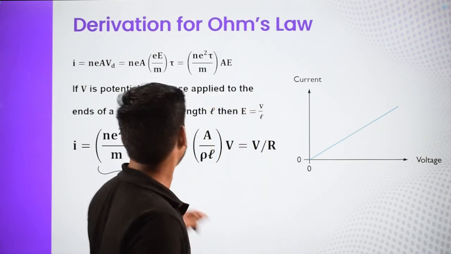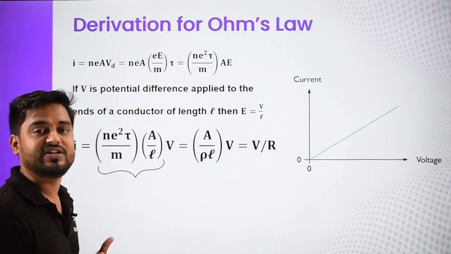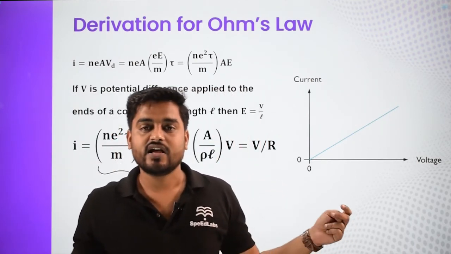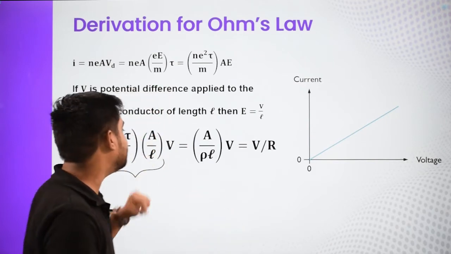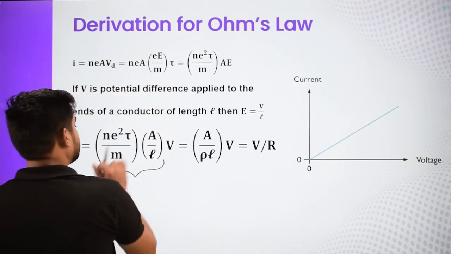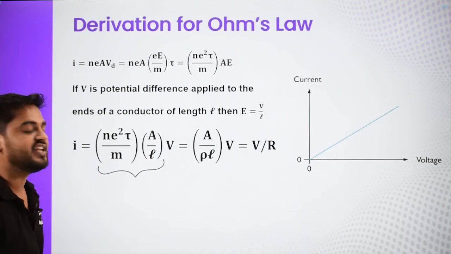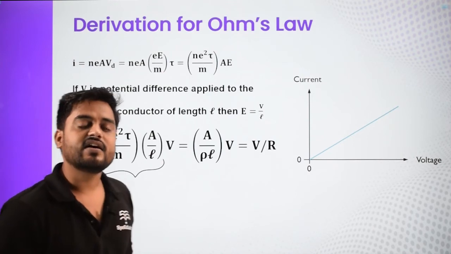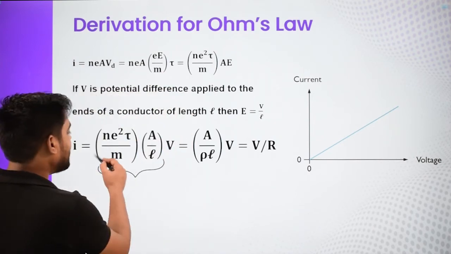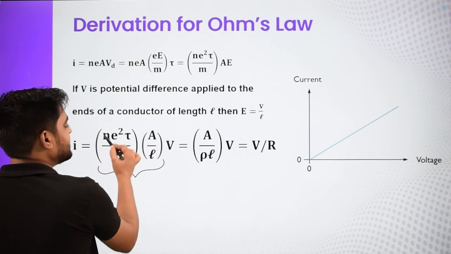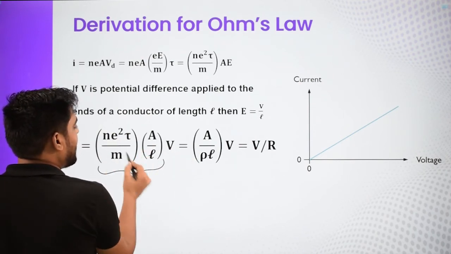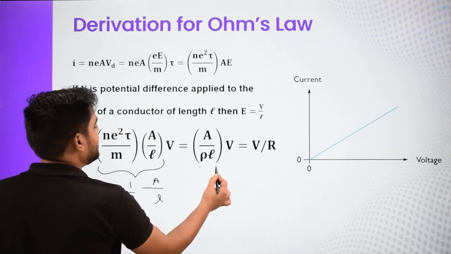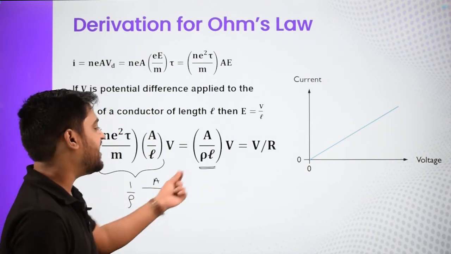So in Ohm's law we were saying for constant temperature. If you increase the temperature, then electrons collide more rapidly and tau decreases. But for a constant temperature, this is also a constant. m is the mass of each electron, which is also a constant. A is the area of cross section of the conductor, and L is the length of the conductor. So this entire thing I am defining as 1 by rho. So I get A times 1 by rho and L, and this entire quantity is defined as 1 by R.